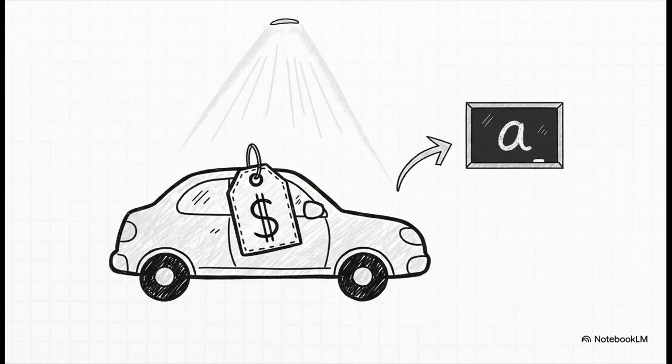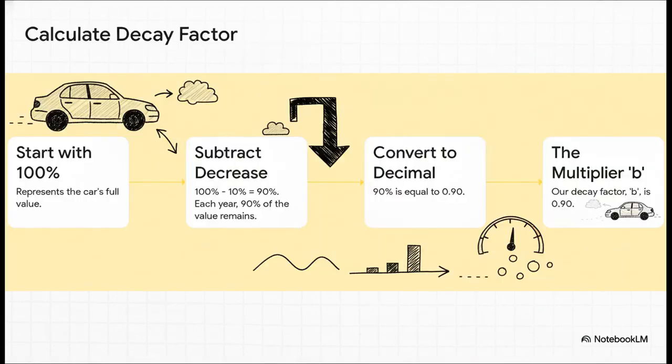First up, let's find our A. What's the initial value in this story? Well, it's the price Marshall paid for the car right at the beginning, right? So that's $25,000. Easy enough. Our A is $25,000.